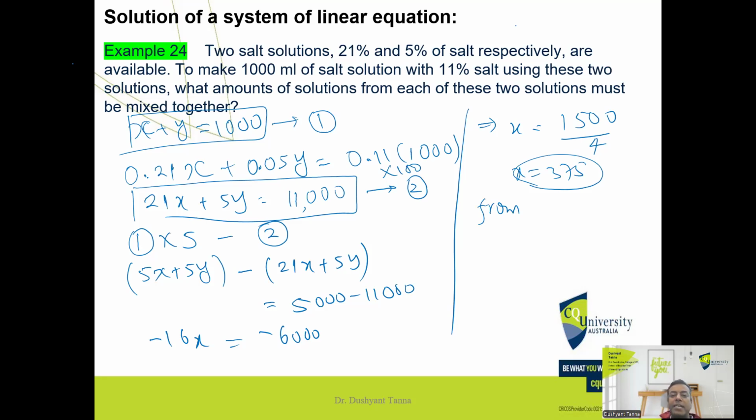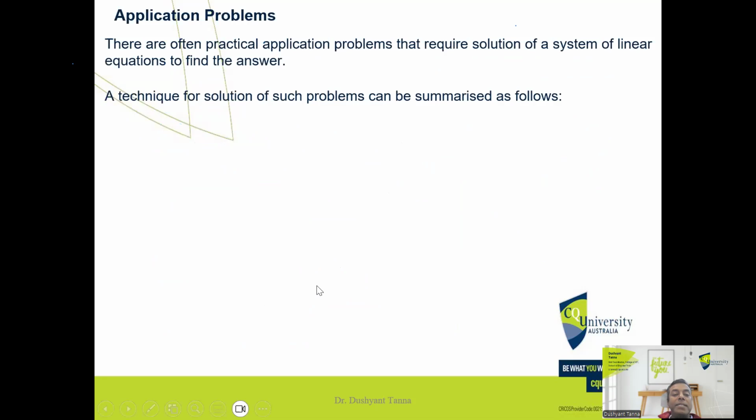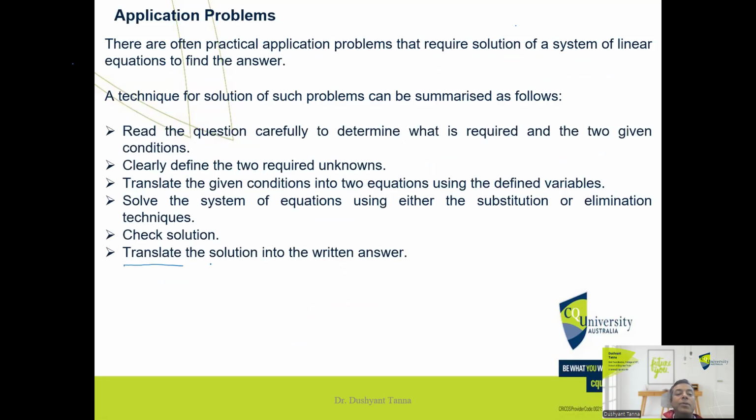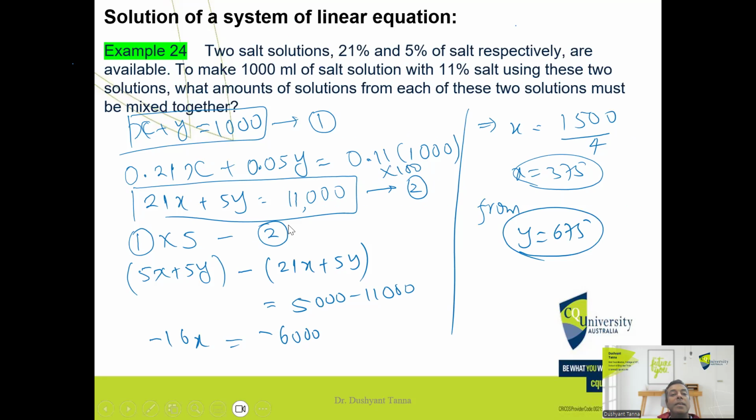Please, yeah, always ask. From 1, your y will be 675, right? But remember the method that we discussed? Translate the solution into a written answer. Your x and y is assumed by you, right? I've got 3 candidates with me. Fiona would have assumed X and Y. Austin might have assumed C and D, while Gabo might have assumed M and N. Individual choice. Some math nerd would have assumed alpha and beta, right? So we should always write the final answer, what we mean, right?